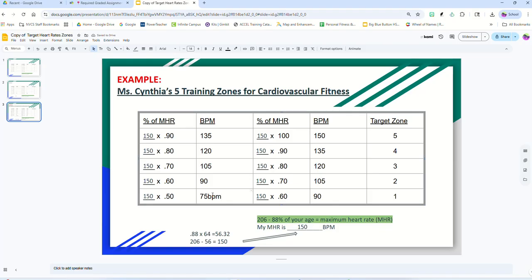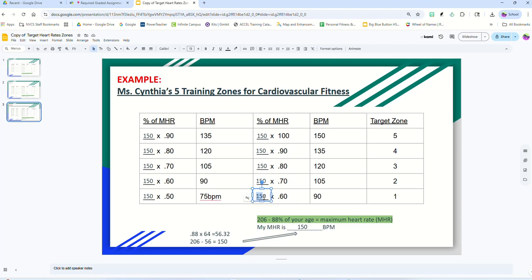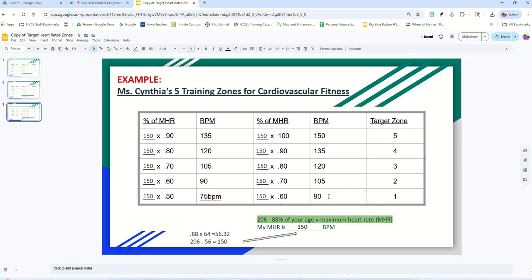Now I need to know the high end for the level 1 target zone. So now I'm going to take my maximum heart rate, which is the 150 again, and I'm going to multiply it by 0.60, which is 60%. Once I've calculated that, that now becomes my high beats per minute for when I am doing my activity.